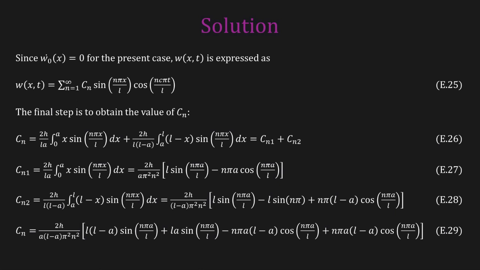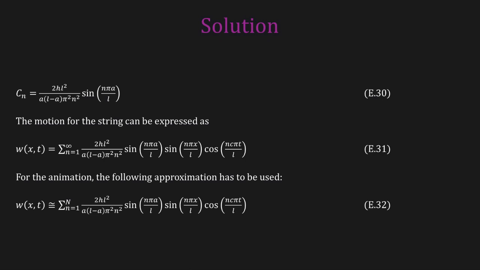The final step is to obtain the value of Cn, in which we substitute both of the equations for our initial displacement, taking into account the interval specified for each one of them. The first one goes from 0 to a, and the second one goes from a to L. If we separate them for convenience and then add them, we can see that in equation 29, everything cancels out except for a sine term. And that leaves us with Cn equal to 2hL squared over a times L minus a times pi squared times n squared, and all of that times the sine of n pi a over L.